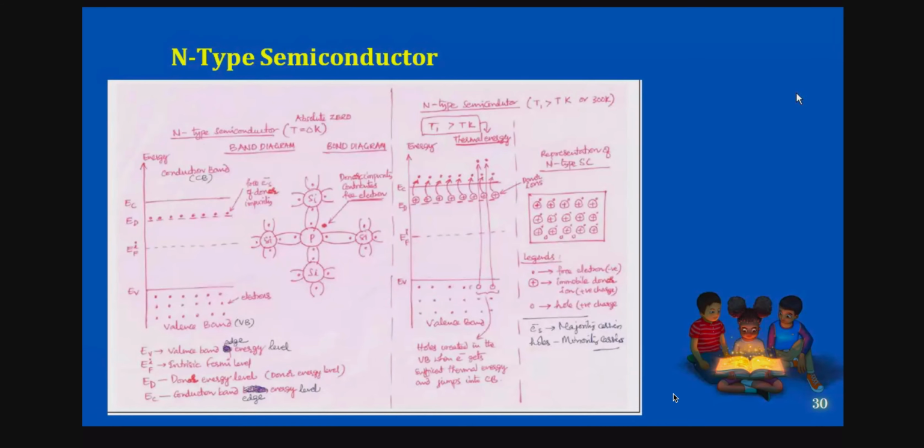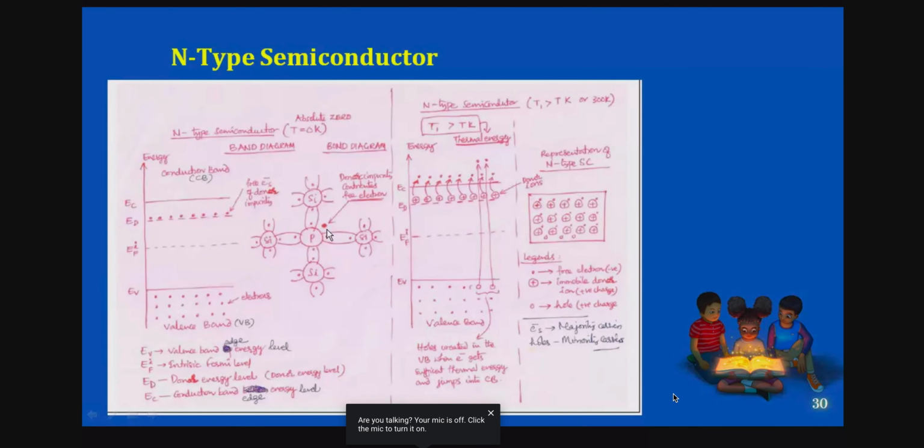You can look at the slide, you have two pictures, left and right side. Here we are speaking at T equal to 0 Kelvin, that is at absolute zero temperature. This is the band diagram of the n-type semiconductor. Now you can see the structure. When silicon atoms are doped with phosphorus, the donor impurity contributes free electrons. So because of these free electrons, that is donor impurities.